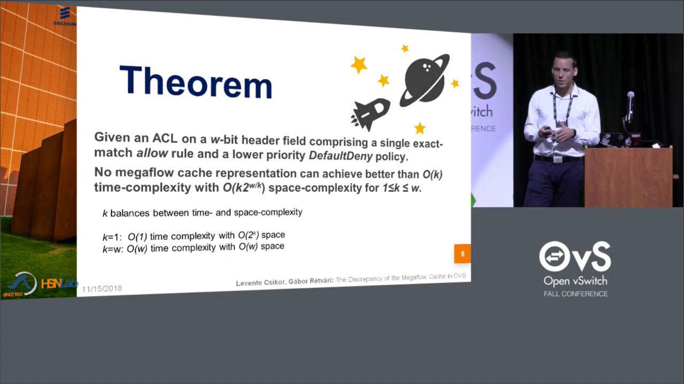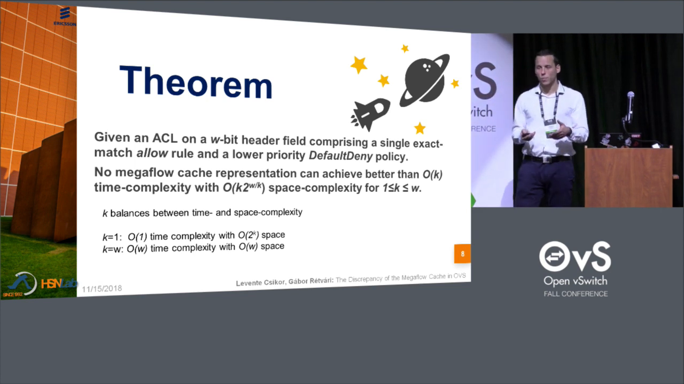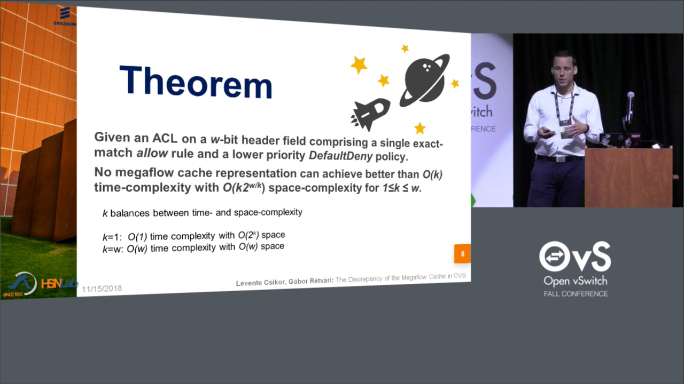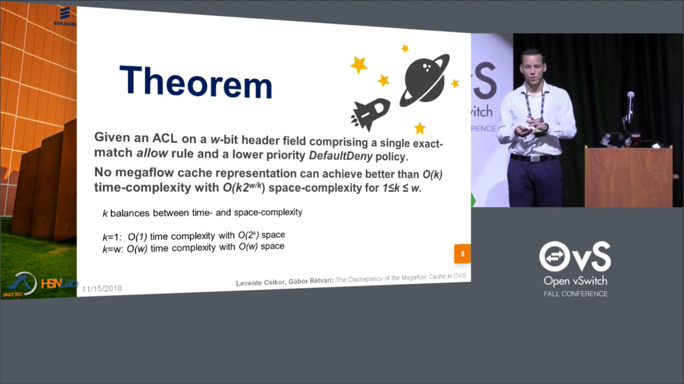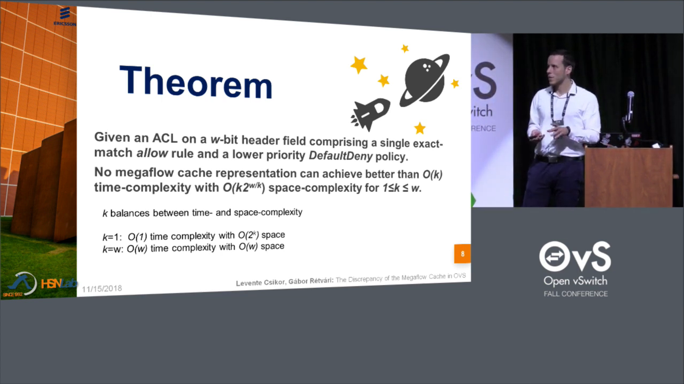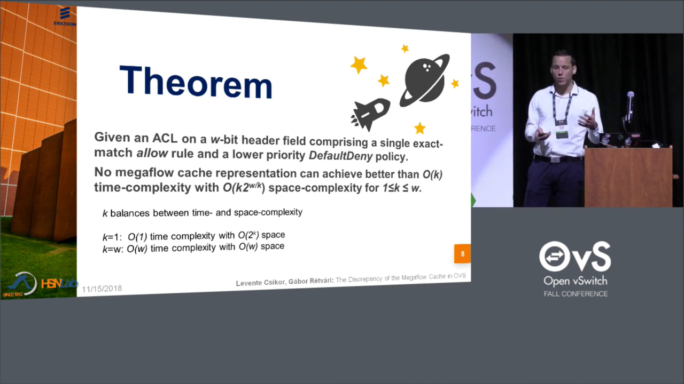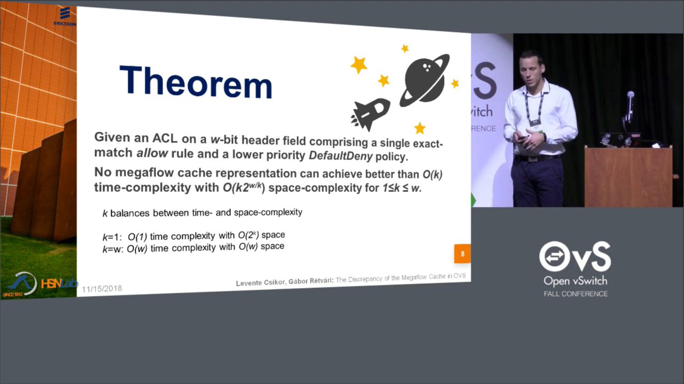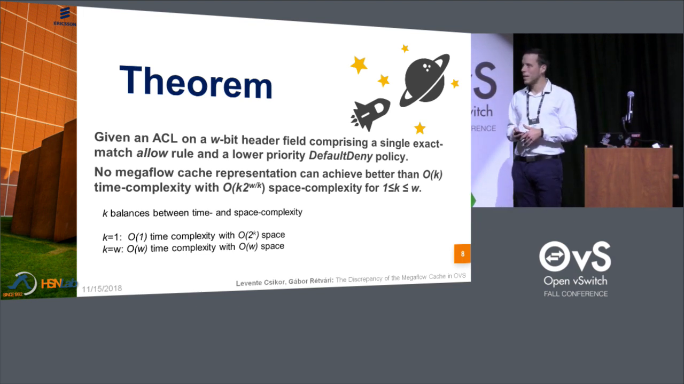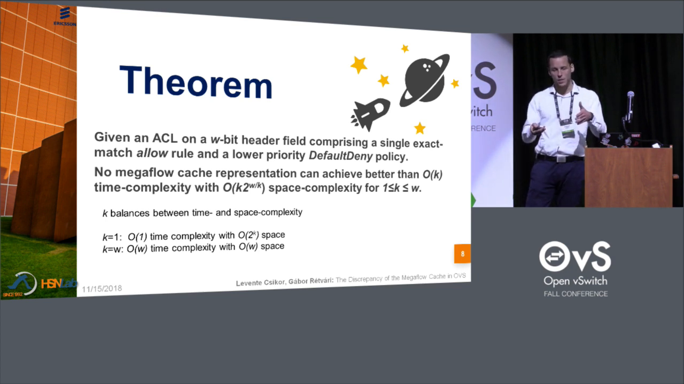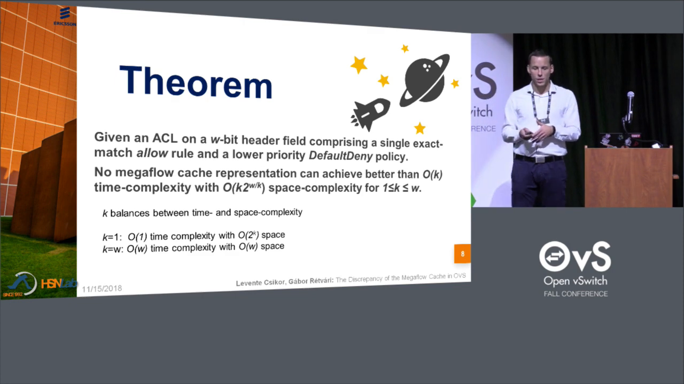So we have a CRM, an ACL on the W-bit header field, comprising just a single exact match rule for letting one specific kind of packet into the network and dropping everything else. Actually, we cannot have any Megaflow cache representation that achieves better than O(k) time complexity or O(k · 2^(w/k)) space, where k here tries to balance between the time complexity and the space complexity.